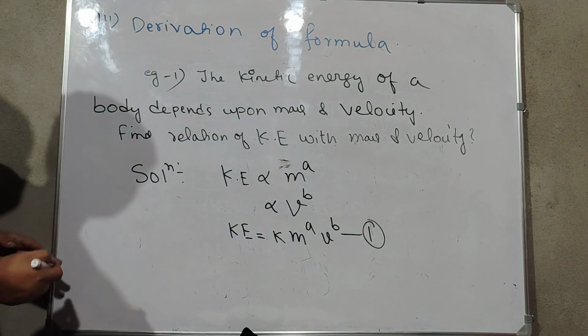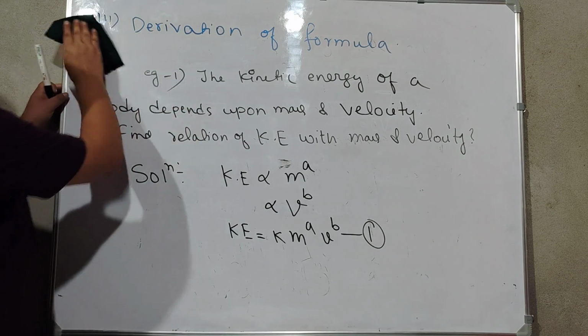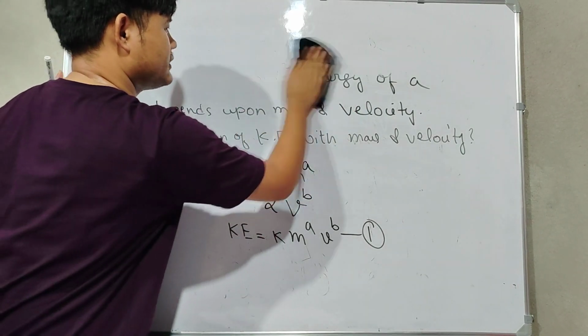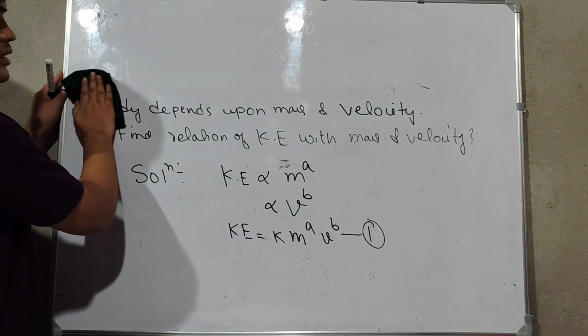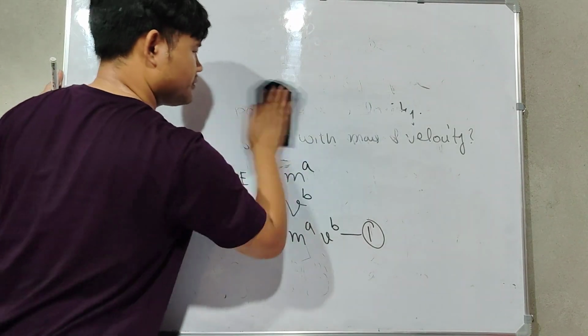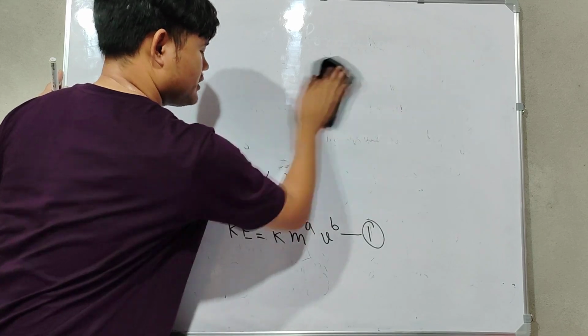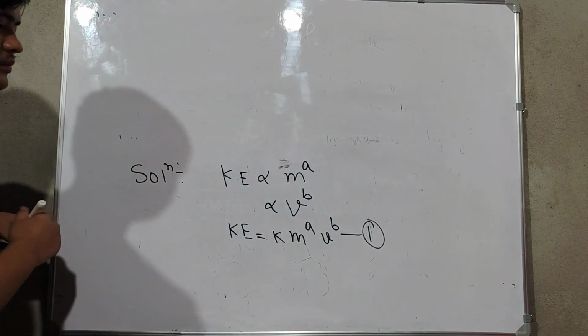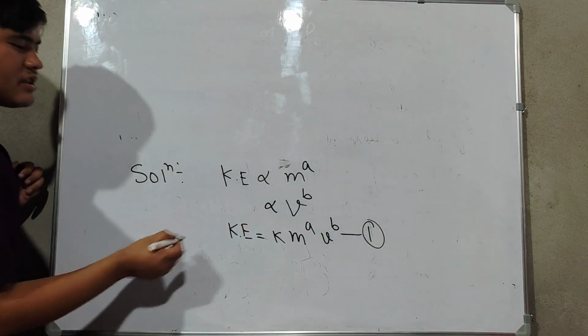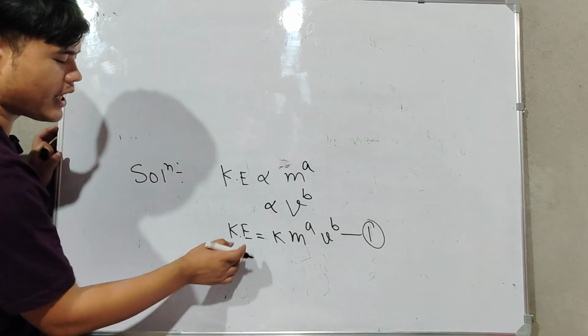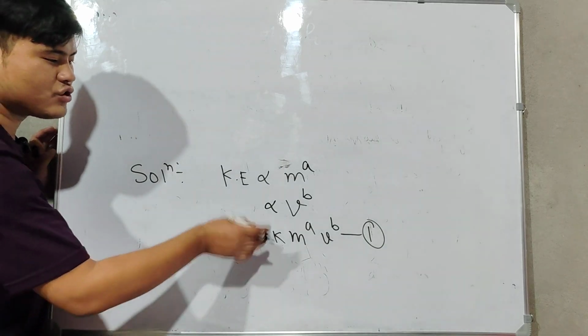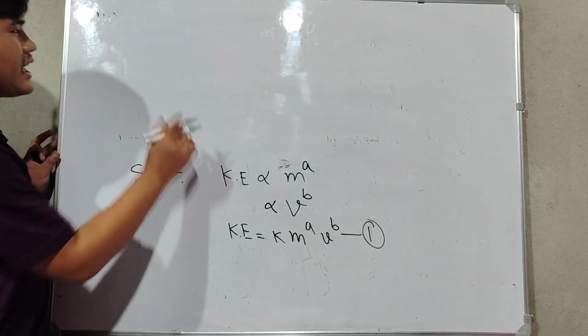Next, what we can do? Okay, this also we have to write it down. Now we have to find the dimensions of both of these. So now what is the dimensions of kinetic energy? After finding the dimensions, you have to equate it.